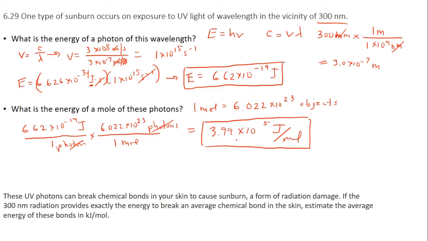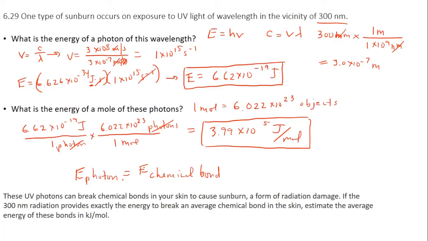If they just asked for the specific energy of 1 mole, then we would just say 3.99 times 10 to the 5th joules. Now, the next part is where people got stuck. These UV photons can break chemical bonds in your skin and cause a sunburn, a form of radiation damage. If this 300 nanometer radiation provides exactly the energy to break an average chemical bond in the skin, that's basically saying the energy of 1 photon, 6.62 times 10 to the minus 19, can break 1 chemical bond. So the energy of the photon equals the energy of the chemical bond.